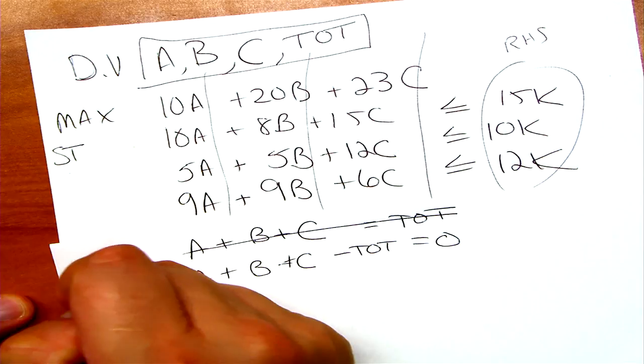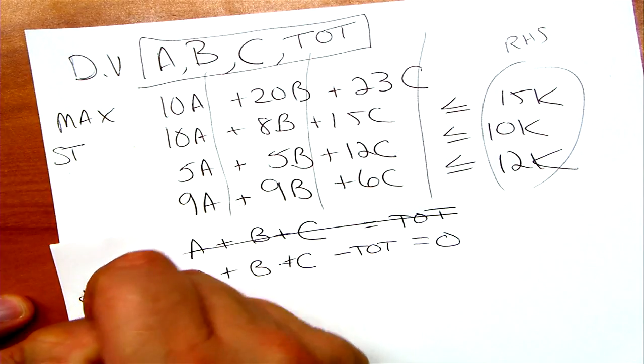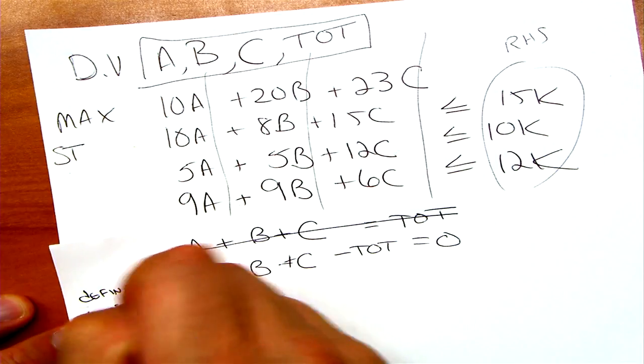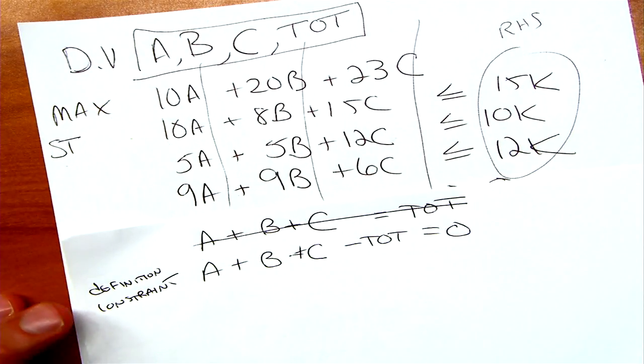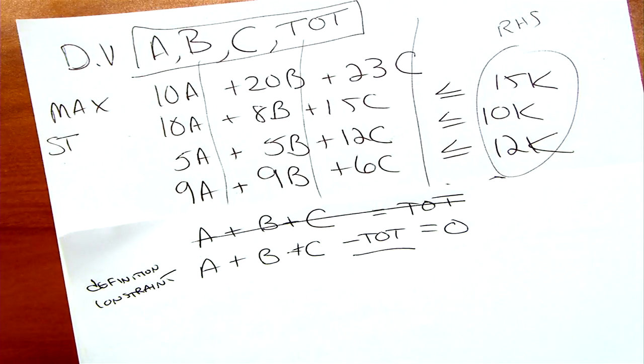This is called a definition constraint because it defines a summation variable. This constraint itself creates a summation variable, and that summation variable is total. It's a decision variable, but it's something that I've created, right? It's a variable now I can use.